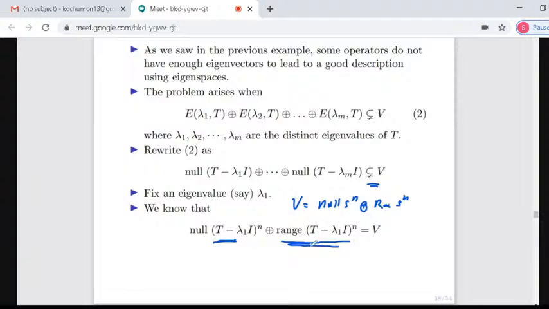Now, the next question is, can I use the other distinct eigenvalues? Only lambda 1 I have used here. Can I use the other lambda j's and decompose this space as a direct sum of, let's say, U_j's, something like that? Can I do that? This is the question.